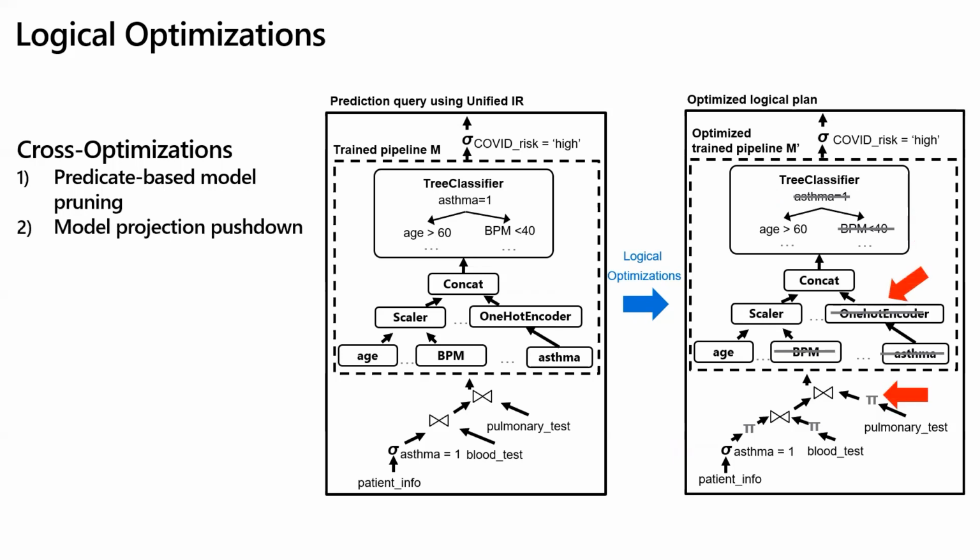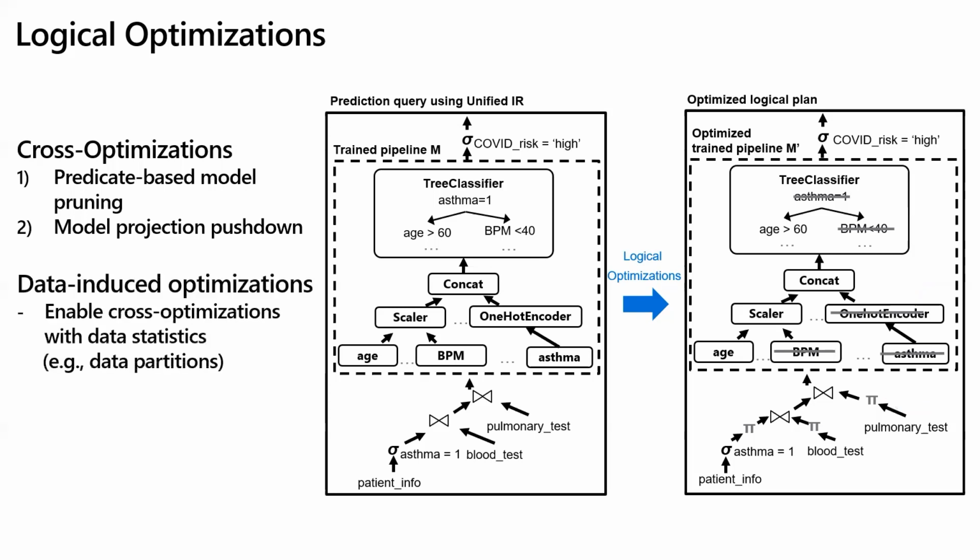This time we pass the information from the ML model to the data part. In this example, since the patient's EPM column is no longer needed, therefore we can add an additional projection in the data part.